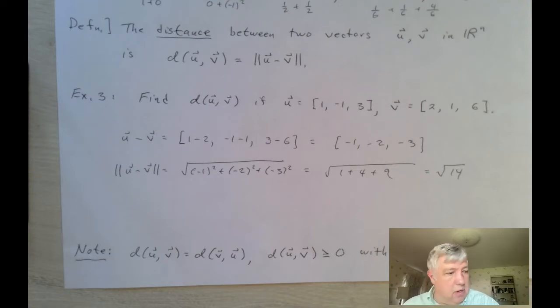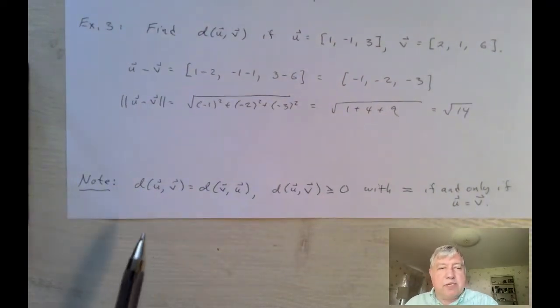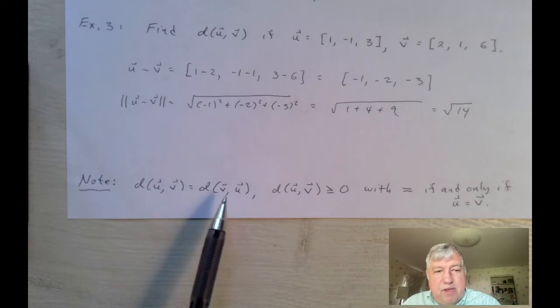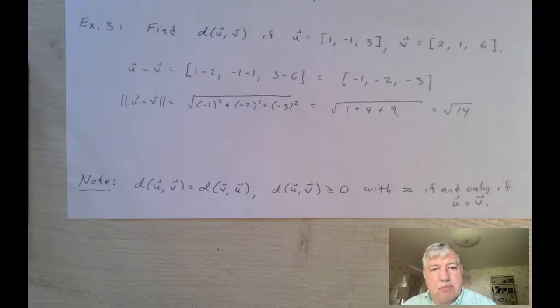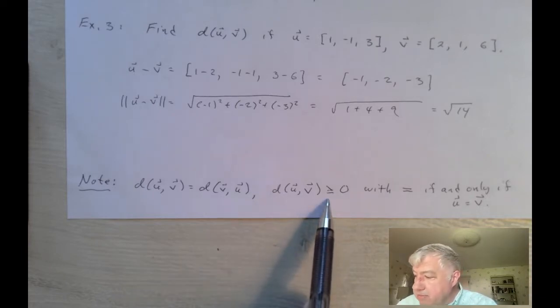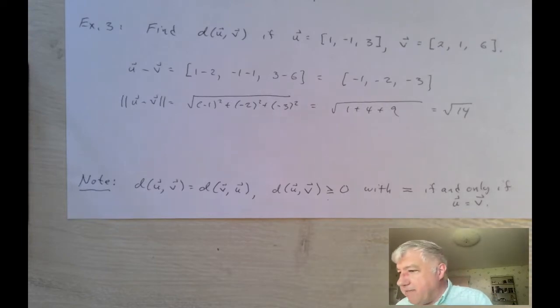One other thing, I think this is more or less obvious, hopefully. The distance between u and v and the distance between v and u are, of course, the same. We can change the sign of the components, but when we square them, they go away. Distance is always going to be a non-negative number, and the only way that it can be 0 is if u and v are exactly the same. Hopefully that's more or less obvious.